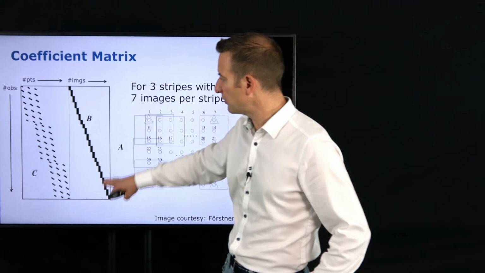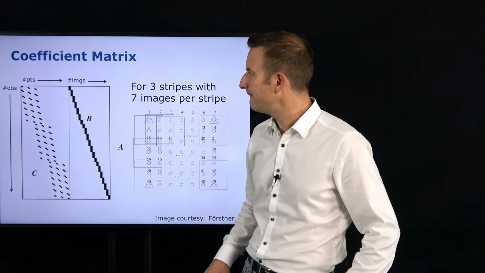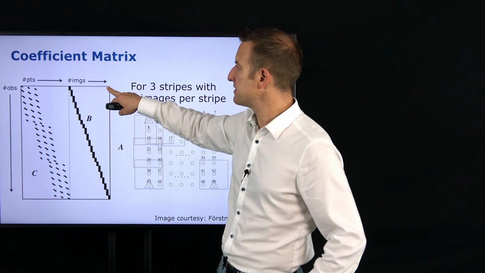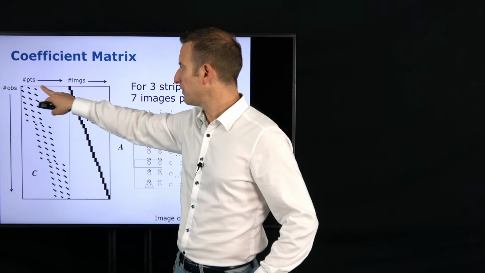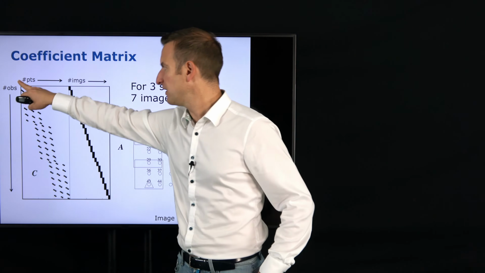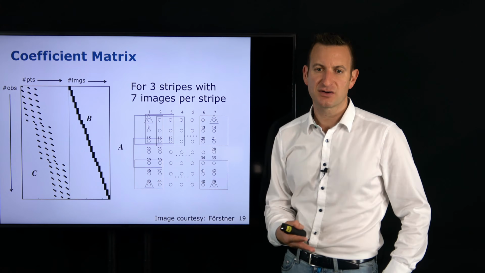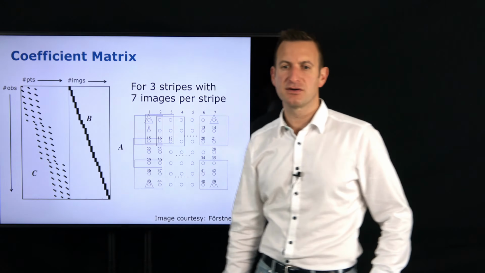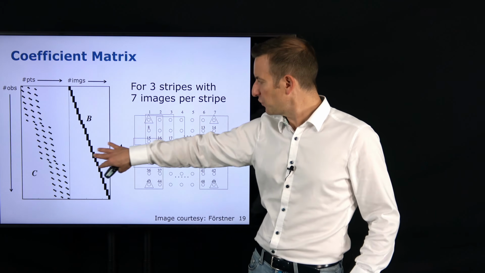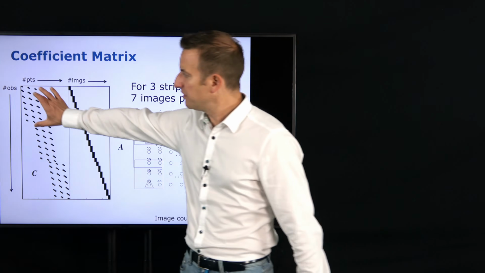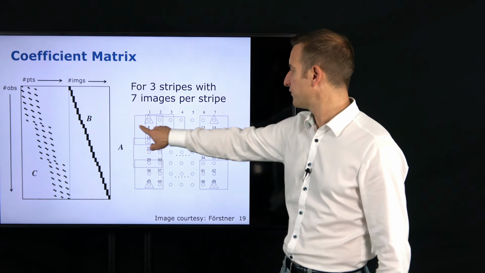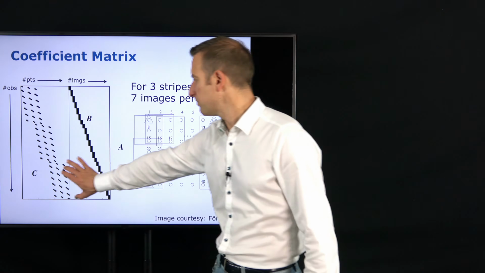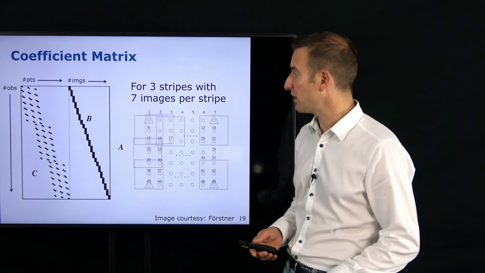So if this is my full matrix A broken up into the matrix C and the matrix B, here I have the number of observations, and here I have the number of points and the number of images that I have, right? So these are all the points, these are all the camera images, and these are all the observations. This is the structure of the matrix A, and you can definitely see a certain pattern here. This pattern is so symmetric because of my flight pattern. This block corresponds to the first stripe, the second block corresponds to the second stripe, and the third block corresponds to the third stripe.